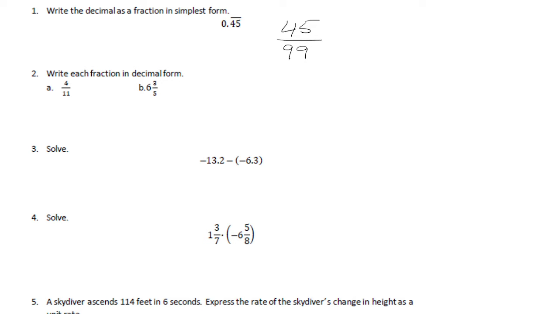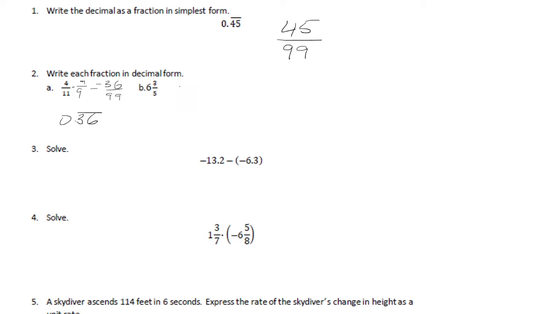For 2, we want to write each fraction in decimal form. I know how to write things in decimal form when there are 9s in the denominator. So let's multiply the top and the bottom by 9. This will be 36 over 99. There are two digits at the top and two digits at the bottom, which means that 36 is going to be repeating.